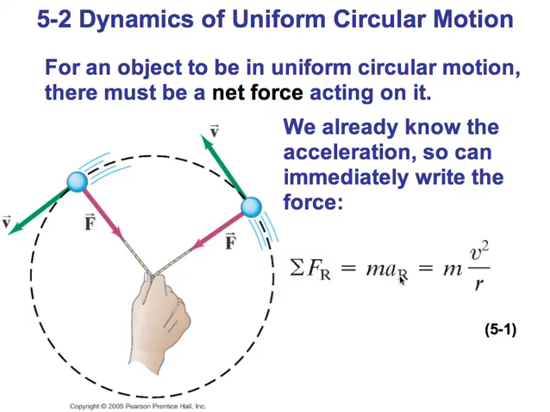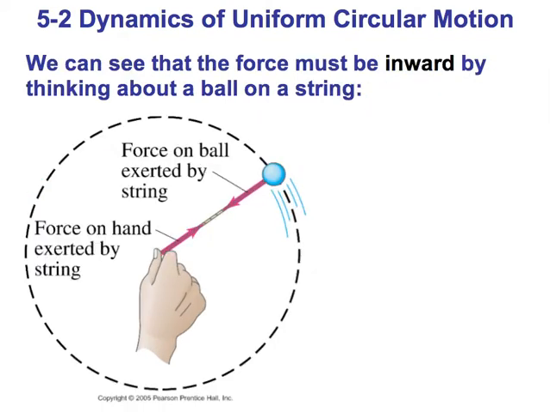I mean, you can kind of imagine if you're twirling a ball on a string here. You have to be pulling in on the string to get the object to keep moving in a circular path. And again, here's just another diagram, thinking about what's going on: you're pulling inward to keep the object moving in a circular path.